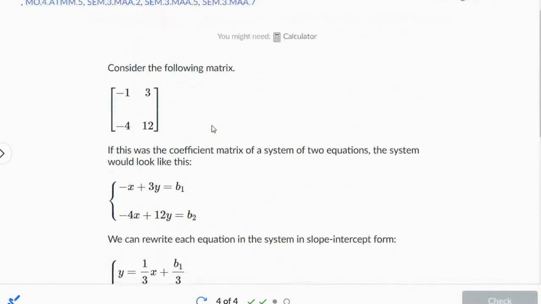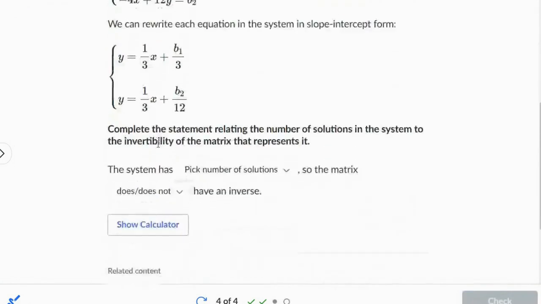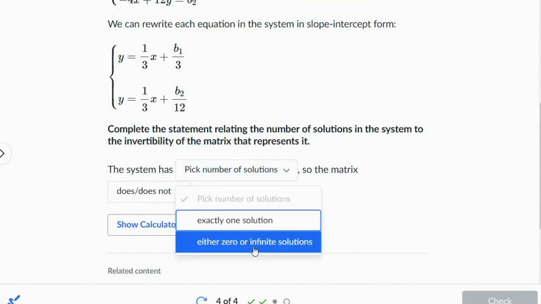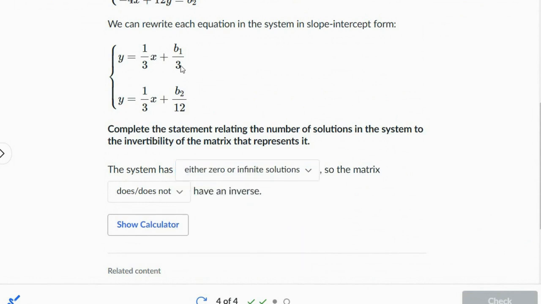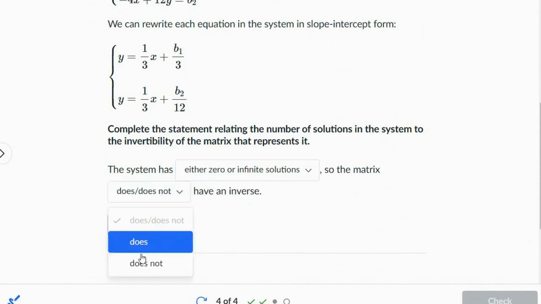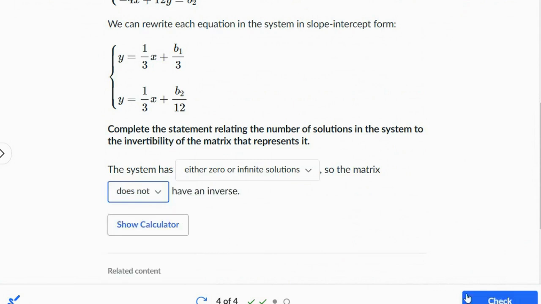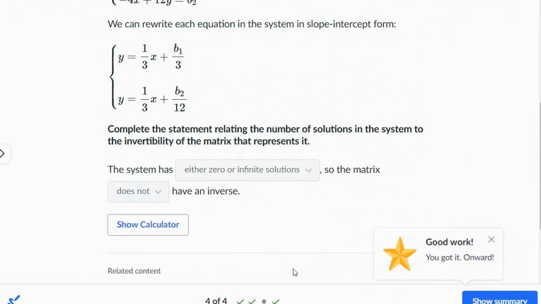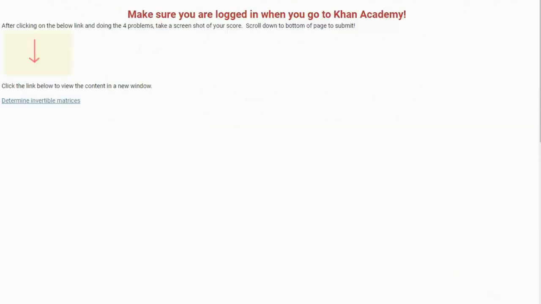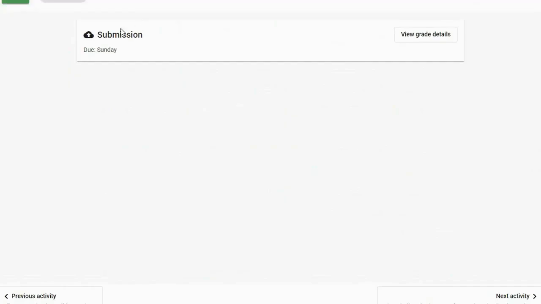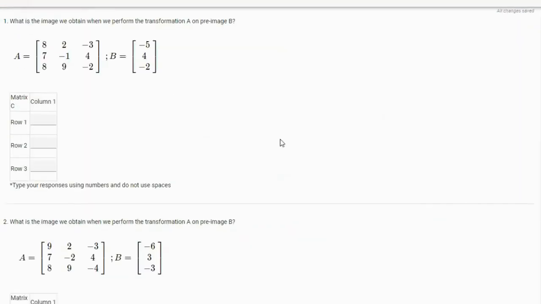And then there's another one where it gives you the matrix and the equations. These have the exact same slope. So it'll either have 0 or infinite solutions depending on if they have the same y-intercept. And it does not have an inverse. There you go. All right, let's look at the quiz that we have this week because that's our last thing we need to check out.